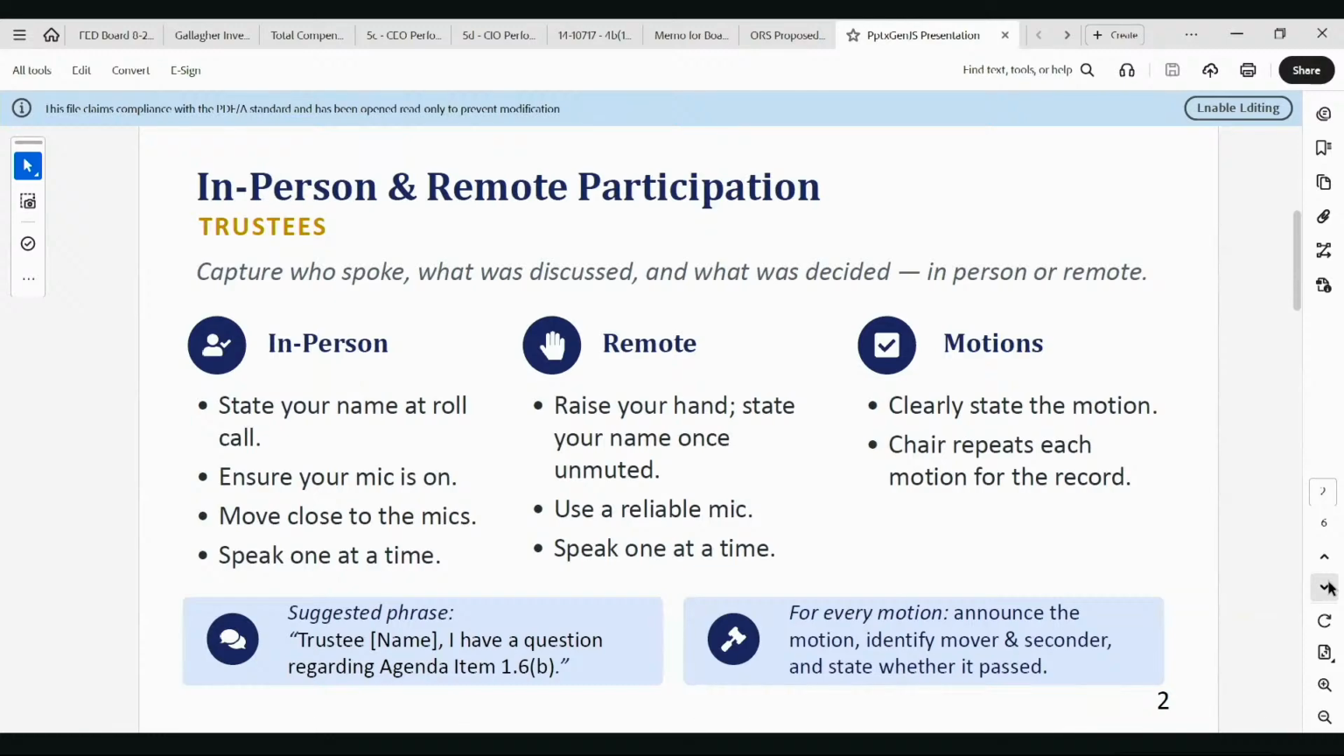From a chair's perspective, I think it's important that we state the motion that was made. Sometimes we get a couple of edits here and there, and so restating the final motion, who made the motion, and who seconded it is important, and then of course the results. So some examples of how you might interact are on the bottom. If we could go to the next page.